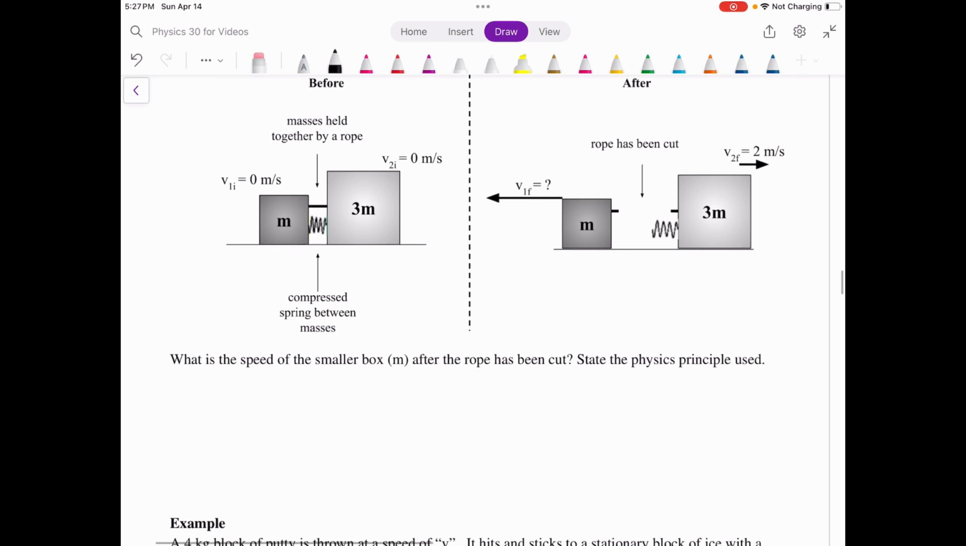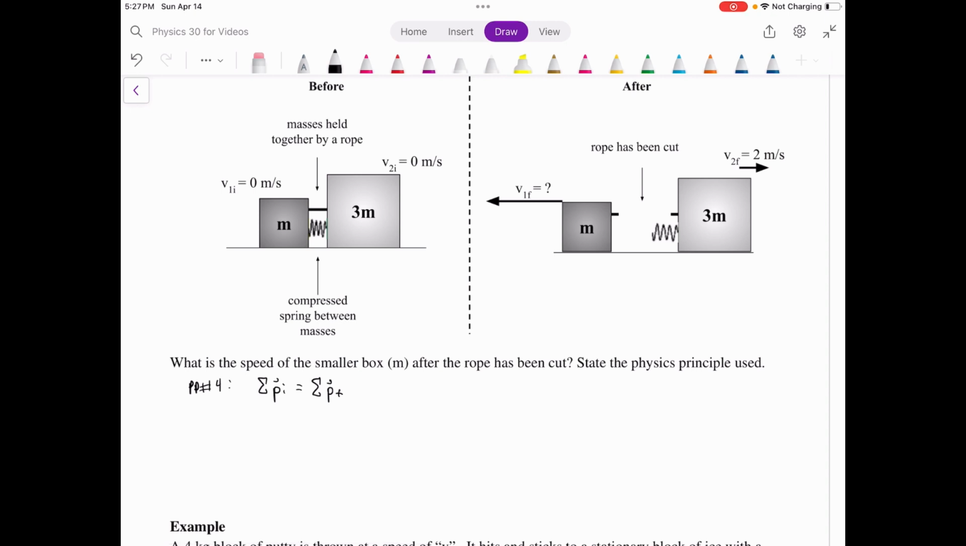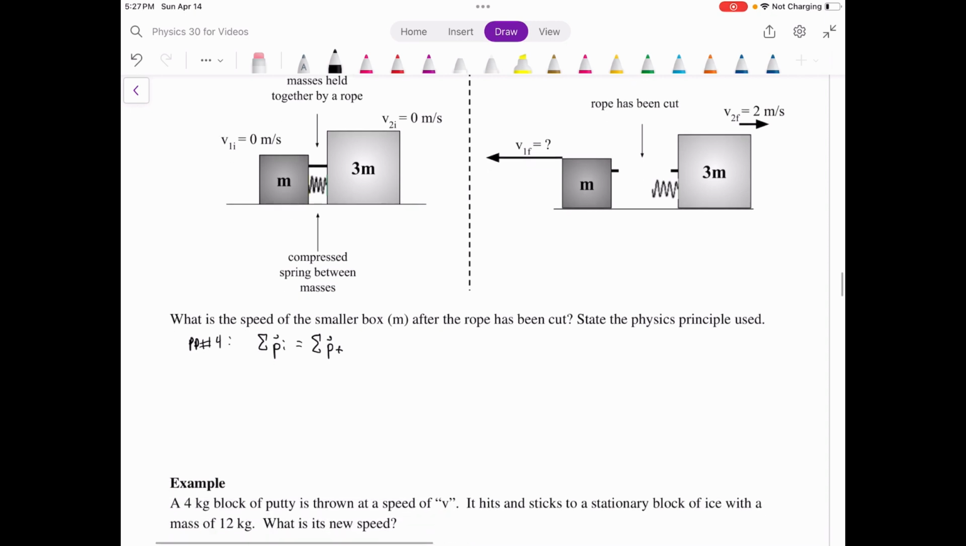Always start general, apply the basic physics principle, apply what we know about how the universe works, and then we can get more specific to this situation. I don't know where we're headed, but I do know that the total initial momentum will be equal to the total final momentum in this system. That's always going to be true. It's a law of the universe.